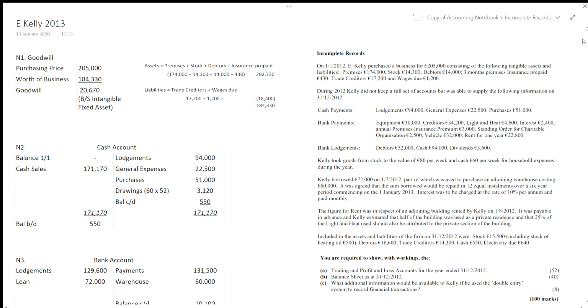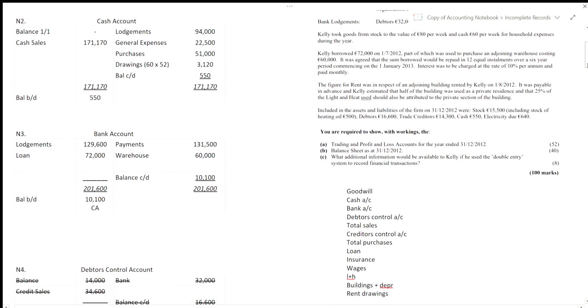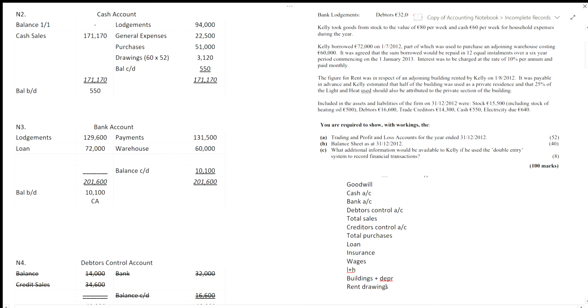This is lesson number 2 on our higher level incomplete records question. This is E. Kelly. I've just written all the notes here to the side. We have to look at all these notes before we finish the question.